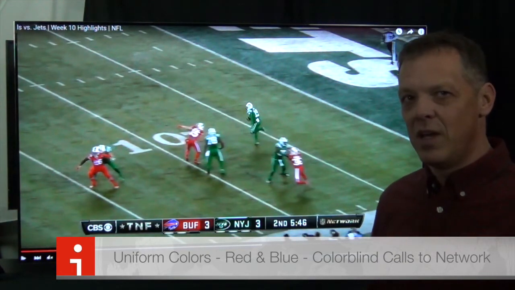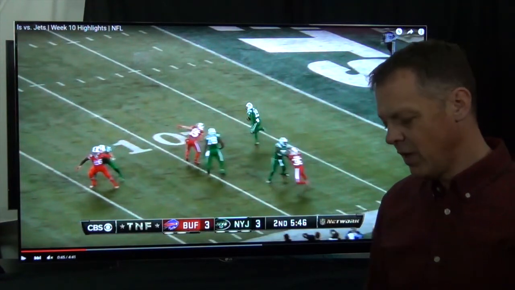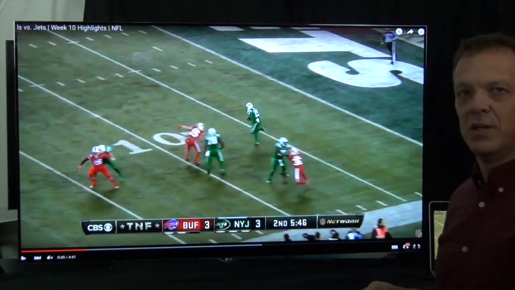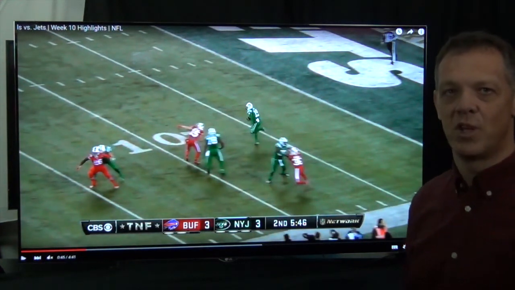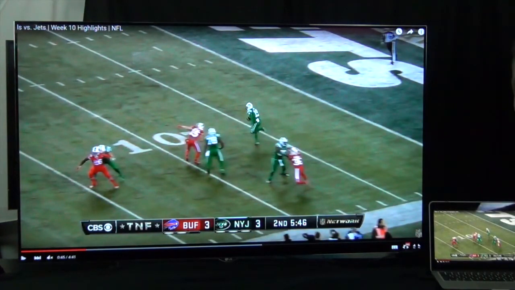Now, what would have made it easier for them to watch, easier for them to tell the plays and tell who's on which team, is this type of compensation, where we can shift the colors that appear the same into areas where they're easier to tell apart. Let's take a look at what the game would look like with the simulated red-green deficiency.